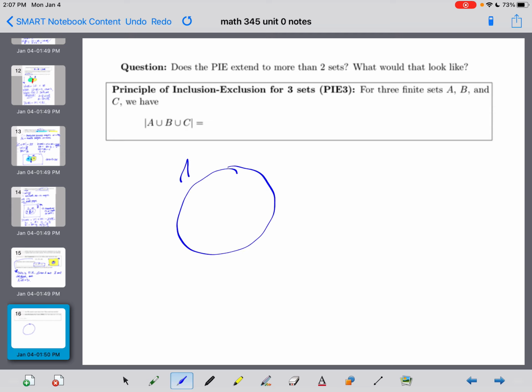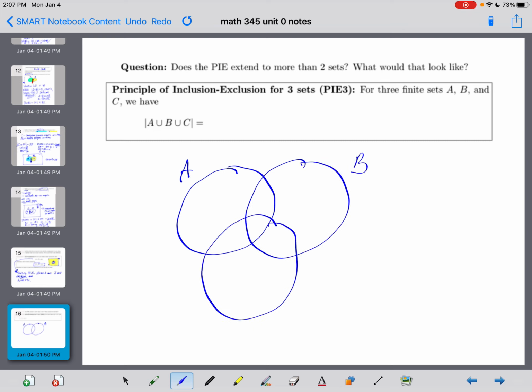So let's say we have three sets, A, B, and C. Maybe they intersect in some particular way. And we want to find the cardinality of the union. How many elements are in either A or B or C or some combination of these? Well, we can start off the same way we did with the principle of inclusion and exclusion for two sets, which is to find the cardinality of A plus the cardinality of B plus the cardinality of C. And just know that we're going to be overcounting here.